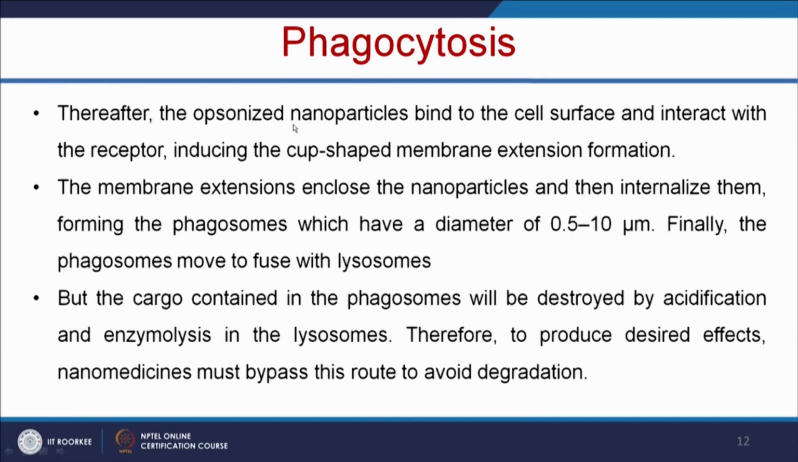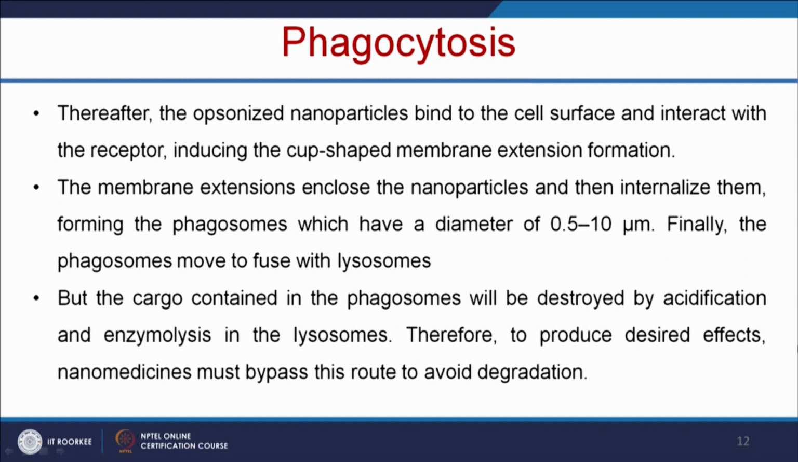So let us see phagocytosis in detail. These opsonized nanoparticles bind to the cell surface and interact with the receptor, and it will induce a cup shaped membrane extension formation. This membrane extension encloses the nanoparticles and then internalizes them, forming the phagosomes, which have a diameter of 0.5 to 10 micrometer, and finally the phagosomes move to fuse with the lysosomes. Then the cargo contained in the phagosomes will be destroyed by acidification and enzymolysis in the lysosomes.